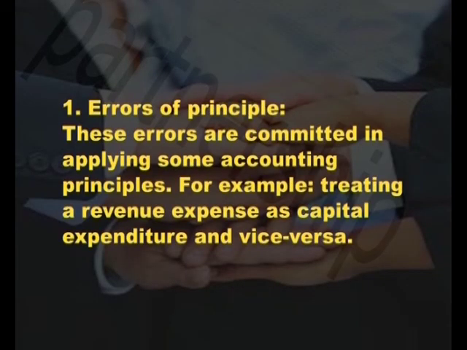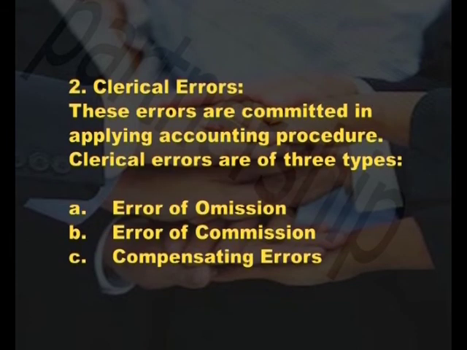The different types of errors are: the first one, errors of principle. These errors are committed in applying some accounting principles. For example, treating a revenue expense as capital expenditure and vice versa. Second one, clerical errors. These errors are committed in applying accounting procedure. Clerical errors are of three types: A, error of omission; B, error of commission; C, compensating errors.